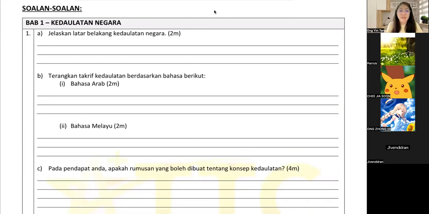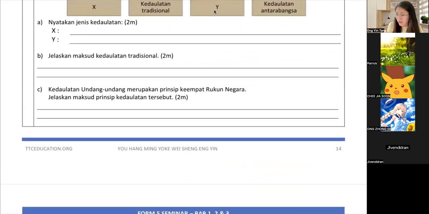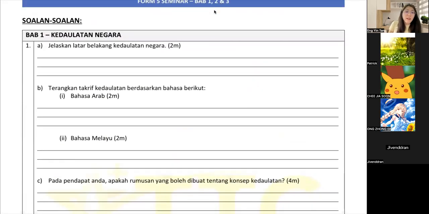Now, everybody, let's look at this question here. I think it's at page 14, if I'm not mistaken. So I would like to try question 1 and question 3, then we will go to chapter 2. You see, chapter 1, kedaulatan negara, our power, rights, 主权. So they're asking you to explain to me the latar belakang kedaulatan negara.